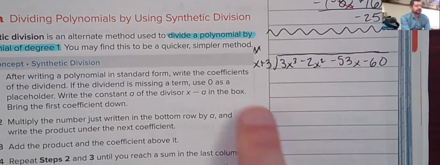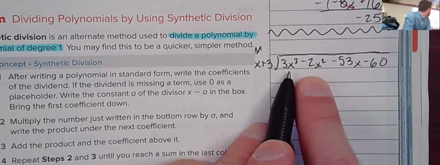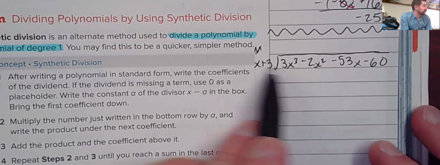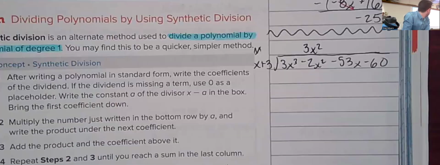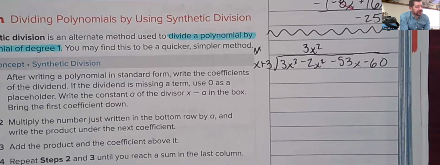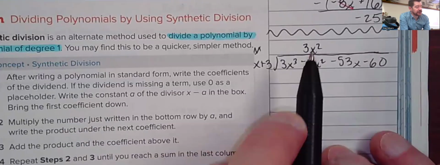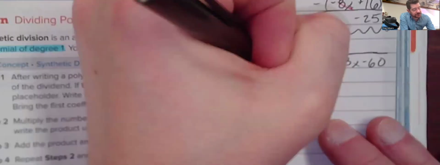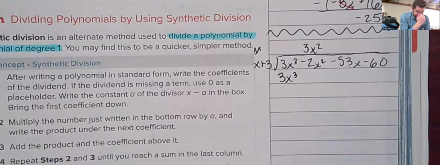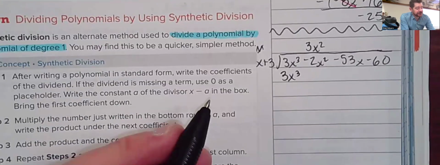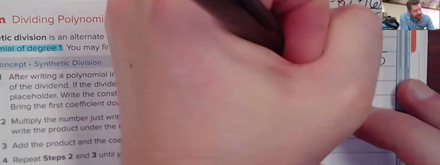That'll be 3x squared. X times 3x squared equals 3x cubed. And remember, because the first term is a squared term, it's going to go above the squared term here. So we're going to write 3x squared. And then we're going to multiply the 3x squared by the x and the 3. So 3x squared times x is 3x cubed, which matches that term right there. That should always happen when you're using long division. 3x squared times 3 would be 9x squared.